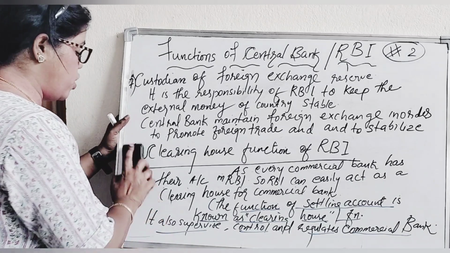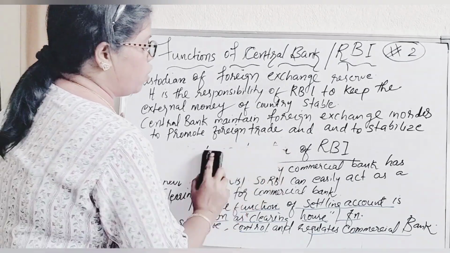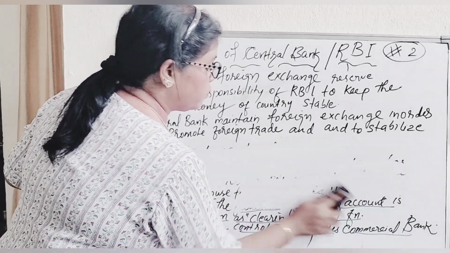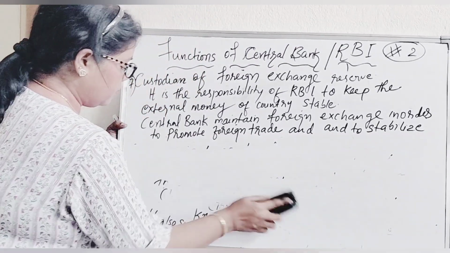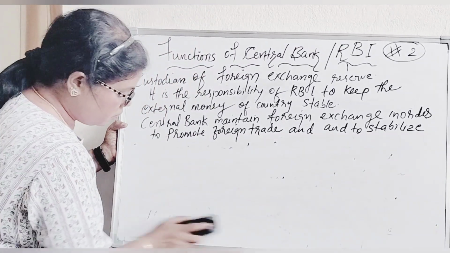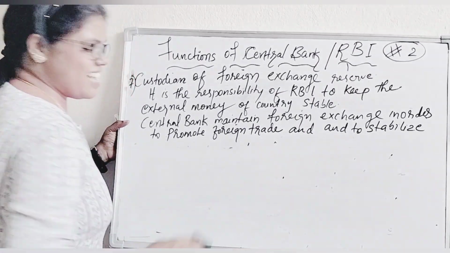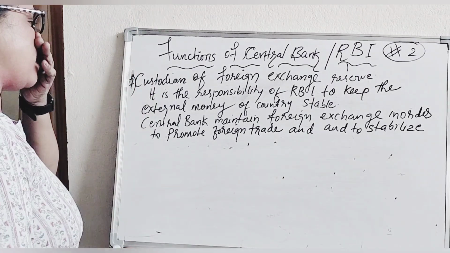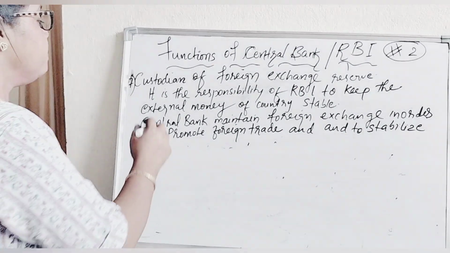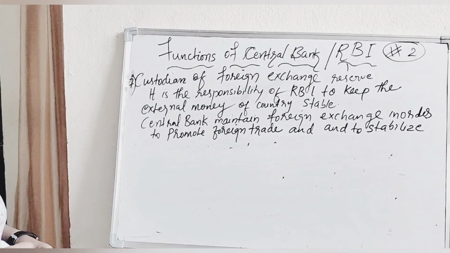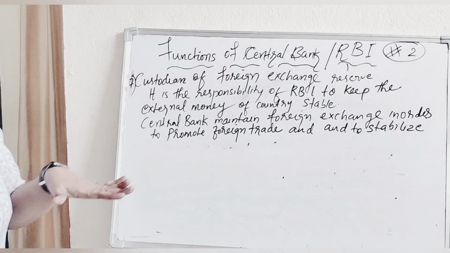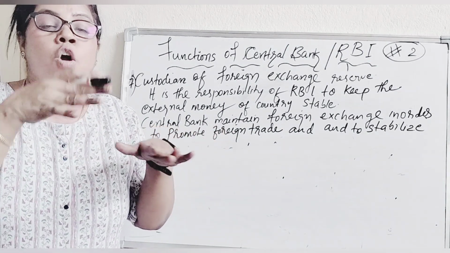Now what we are going to discuss is the next function of RBI. Custodian of Foreign Exchange Reserve. It is the responsibility of RBI to keep the external money of a country stable. Stable, meaning balancing the economy of the country.